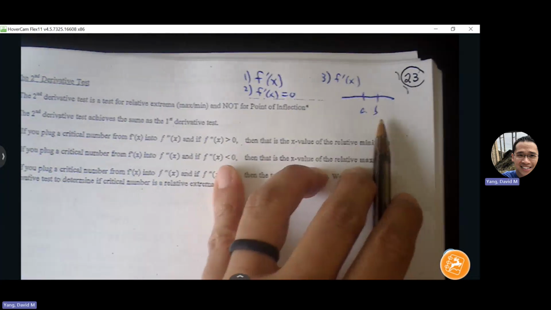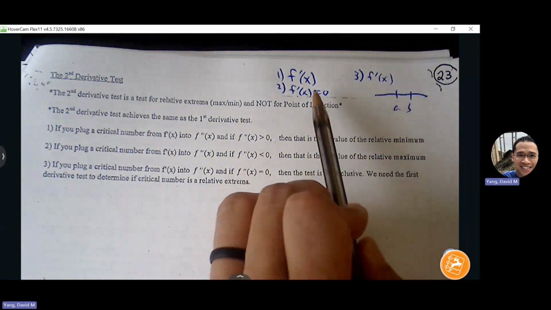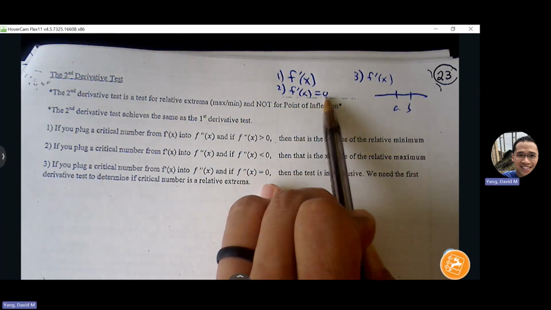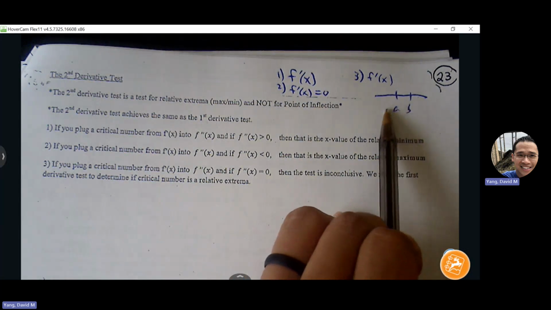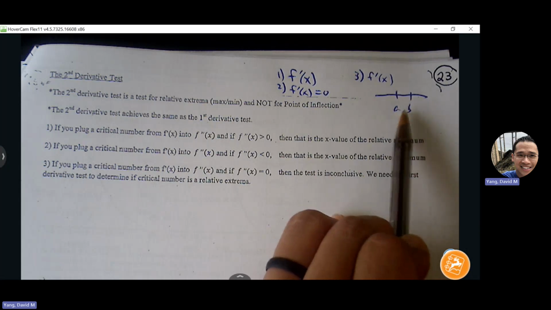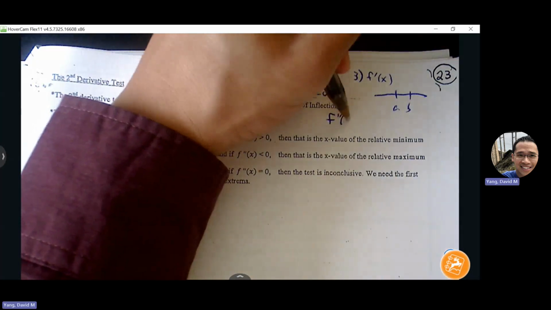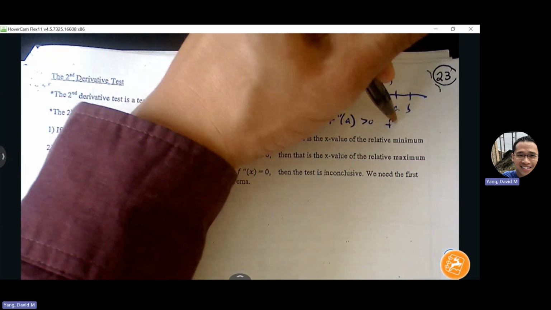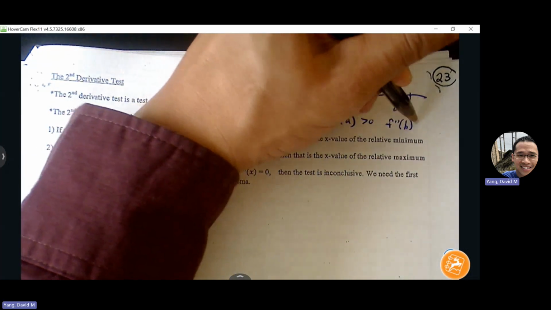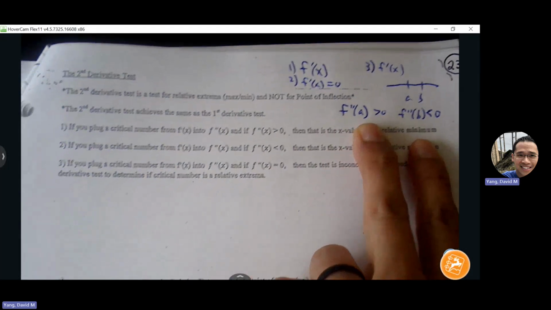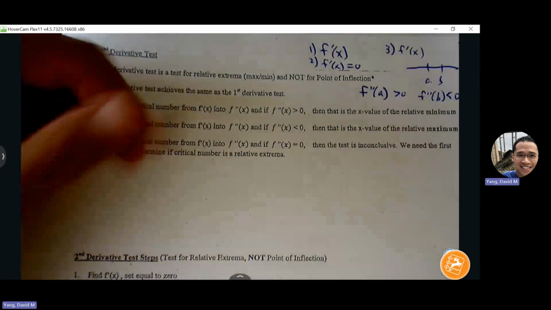The difference with the second derivative test is that we are still going to find f prime. We're still going to set f prime equal to 0. We're still going to find our critical points, but we have a different way of testing them rather than putting them into the sign line. What we're going to do is insert the critical points into the second derivative function and see if we get a positive value or a negative value. And then we use that to help us determine whether there is a relative max or relative min. Let me show you what I mean by that.